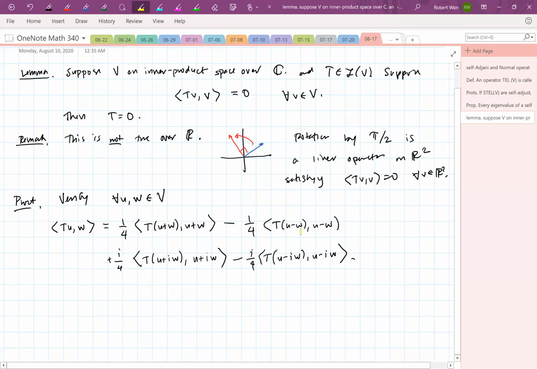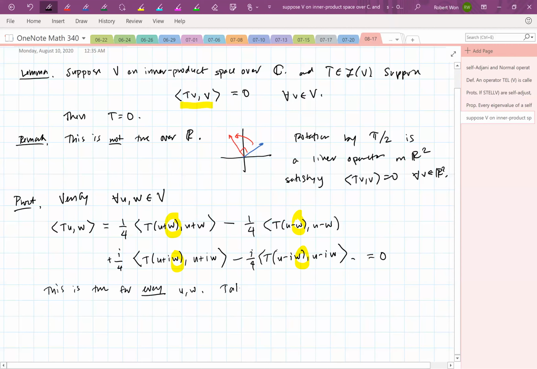However, now each of the terms here is of the form the inner product of TV and V, right? So by hypothesis, this is zero, this is zero, this is zero, this is zero. So this is equal to zero for every U and W in V. Right, so this is true for every U and W.